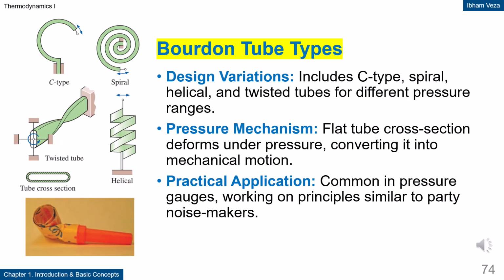Bourdon tube types. A Bourdon tube is one of the most common types of mechanical pressure measuring instruments. The tube shape can be C-type, spiral, or helical, depending on the pressure range. When pressure increases, the flattened tube tends to straighten. This motion is then converted into the movement of a pointer needle. This principle is simple but very effective for pressure measurement.